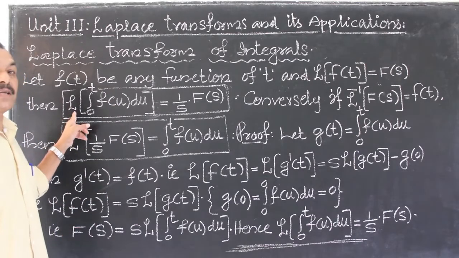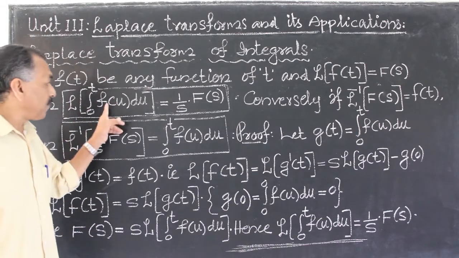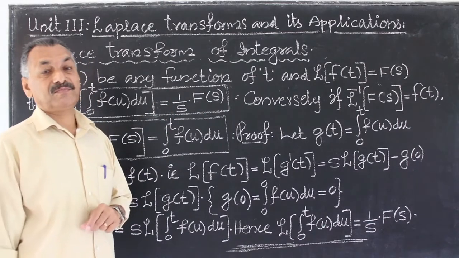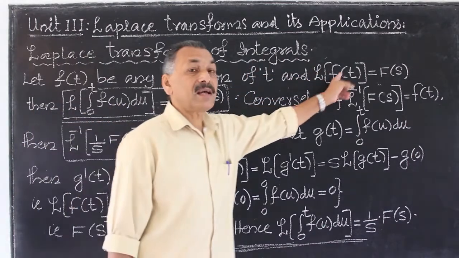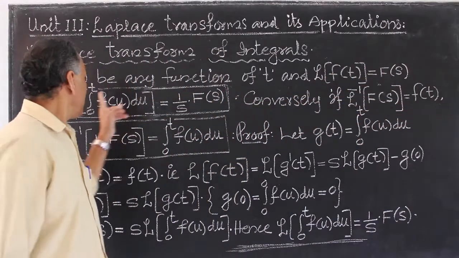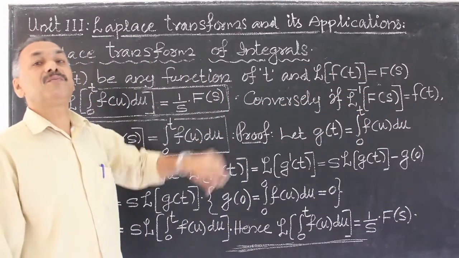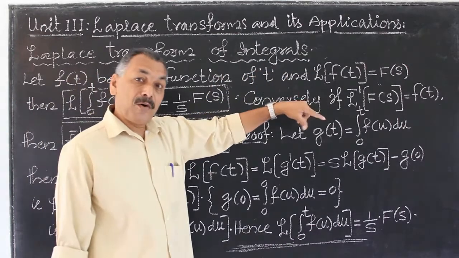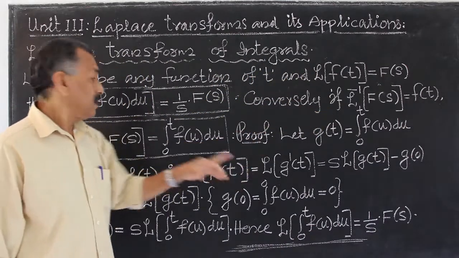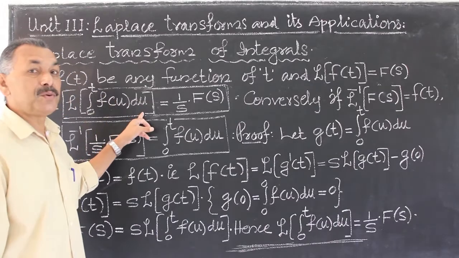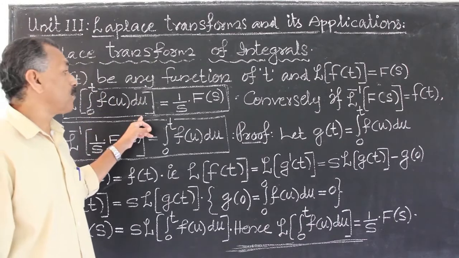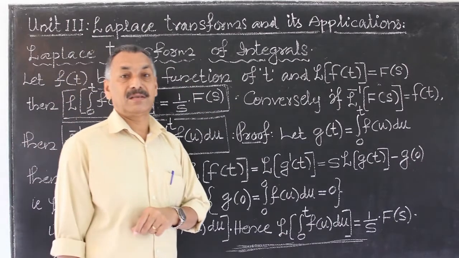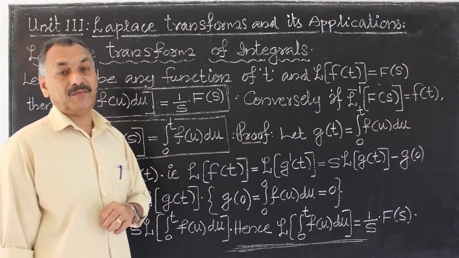Therefore, the Laplace transform of the integral from 0 to t of f of u du is equal to 1 by s into F of s. Laplace transform of f of t is equal to F of s, then the integral from 0 to t of f of u du has Laplace transform 1 by s into F of s.